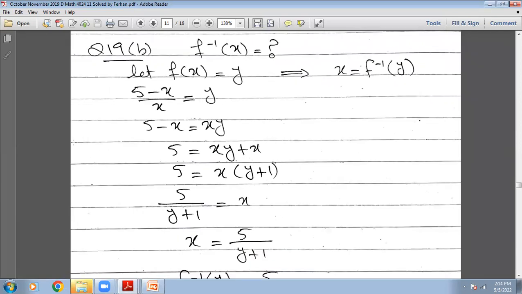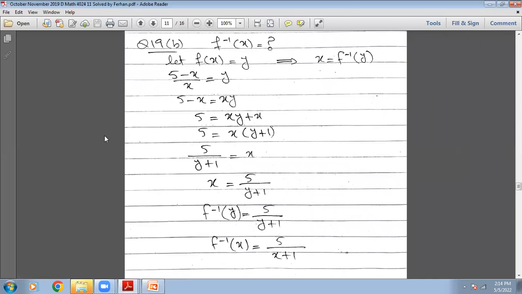So first of all, f inverse is the question. This is a standard procedure. You write, let f of x equal y. Then it means that x will be equal to f inverse of y. Remember these words, you have to write them all the time. Then f of x is equal to y. In the place of f of x, write the formula of f of x. The formula is given in the question.